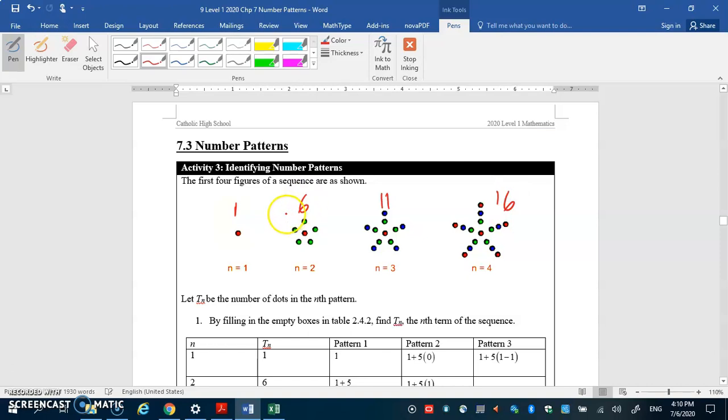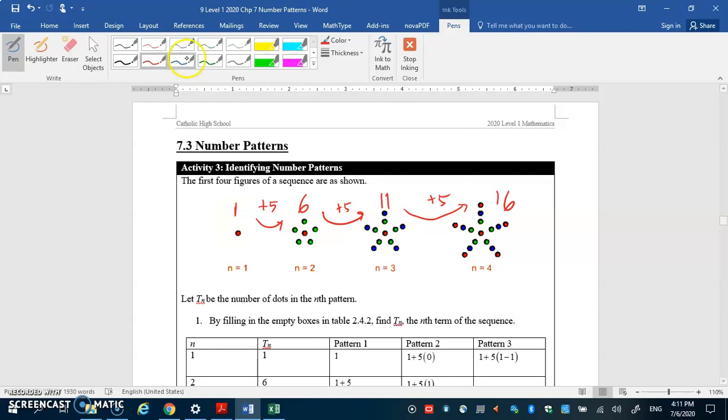Alright, let's look at the pattern. 1, 6, 11, 16. 1 plus 5 is 6. Then 6 plus 5 will give me 11. 11 plus 5 will give me 16. So I have a common difference of 5.